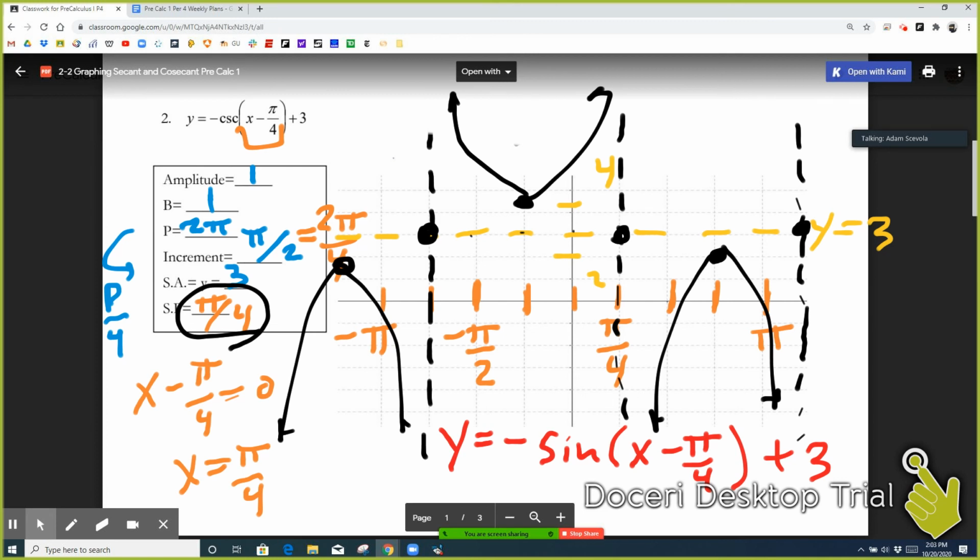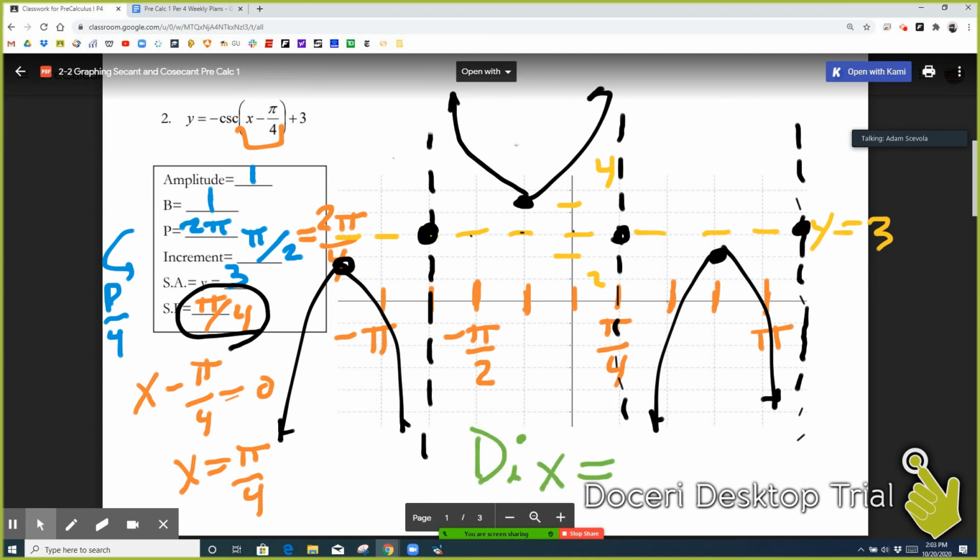And then let's talk about domain real quick. So domain wouldn't be all real numbers because you have these restrictions here. So if you find one of them, so the domain, well, what can we do is a different color because I don't want to get confused with sine here. All right, if I said, what's the domain of cosecant? Well, it could be any real number except x can't equal pi over 4. And then it repeats every 1, 2, 3, 4 increments, which is pi over 2.